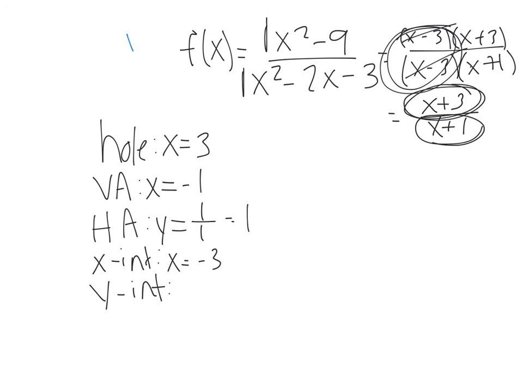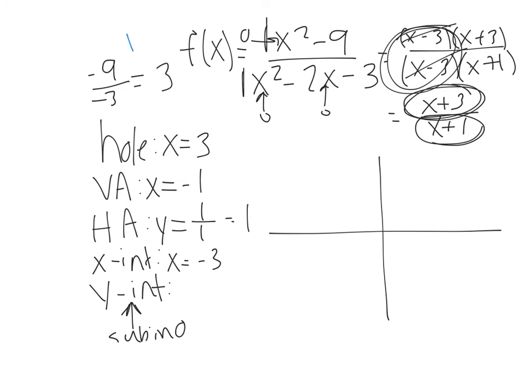And then the y-intercept, this is where you're going to sub in 0. If you imagine subbing in 0 there, there, and there, everything goes to 0 except for -9 over -3, which is +3. All right, so let's look at a graph.